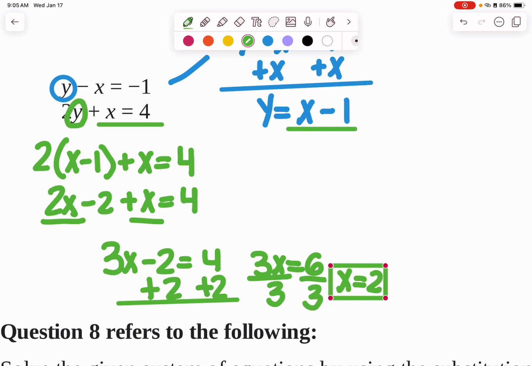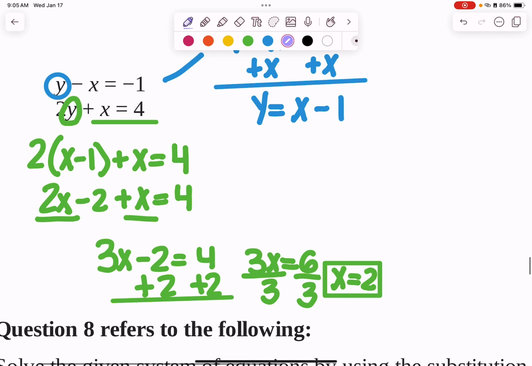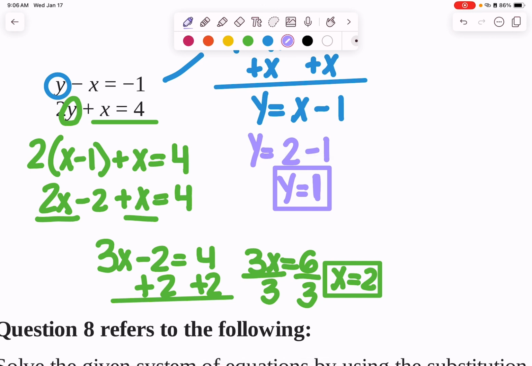Now, if I'm trying to find y, it would be the easiest to use an equation that already says y equals, or you could use one of the original equations. I'll just use the y equals 1. y equals x minus 1. x is 2, minus 1. And 2 minus 1 is 1. Now, you want to go to both of those original equations and see if x equals 2 and y equals 1, does it equal what it says? That's what you want to try.